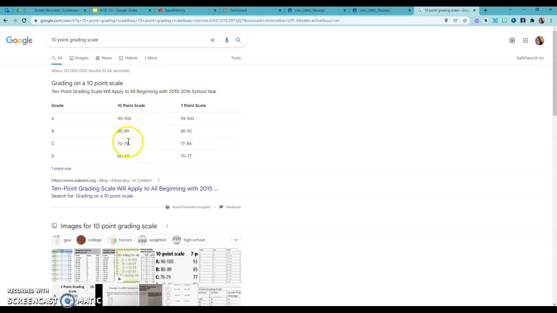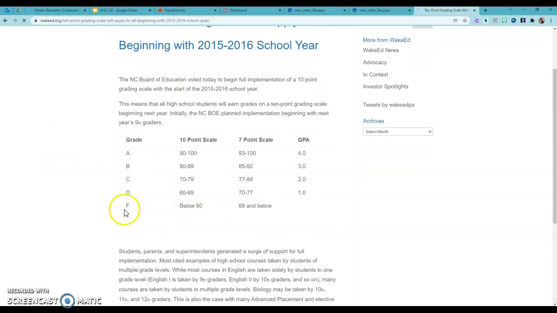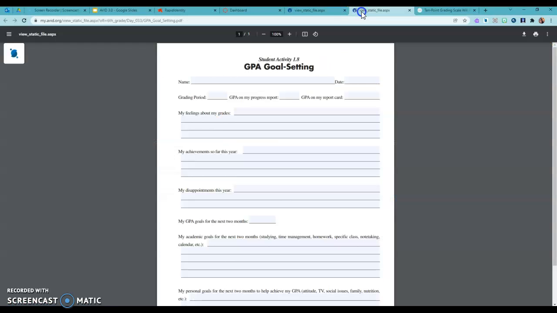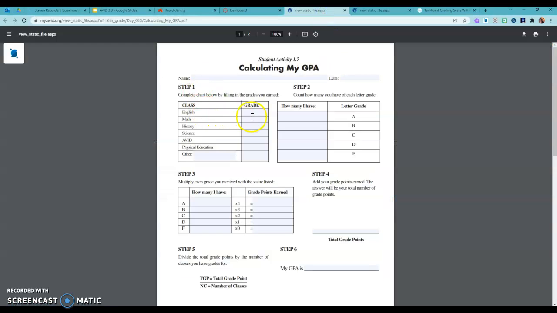This is a 10-point grading scale. If your grade falls between a 90 and 100, that's an A, an 80 to an 89, that's a B, a 70 to a 79, that's a C, a 60 to a 69, that is a D, and below a 60 is an F. So you're going to fill in your letter grades.